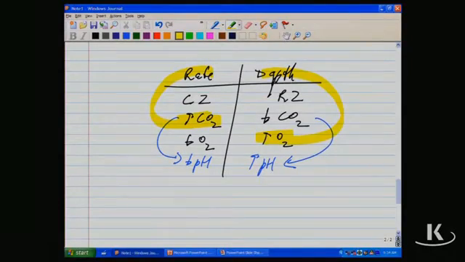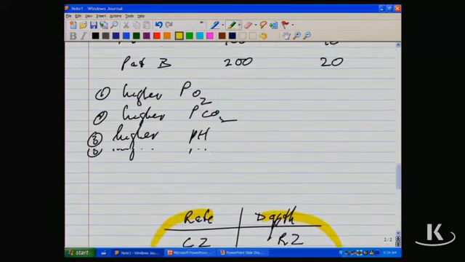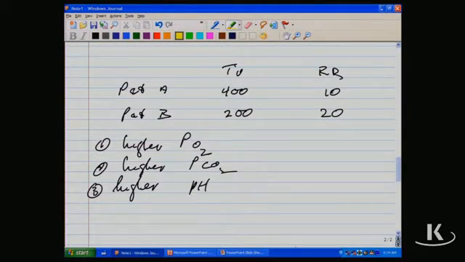Can you repeat it? Rate is to carbon dioxide as depth is to oxygen. Now that's all we need to know. Let me take you back to this question we have. Which one would you expect to have the higher? Notice we said we are comparing A and B. We are not necessarily saying higher in terms of higher than normal or lower than normal. But between A and B, which one would you expect to have the higher oxygen?